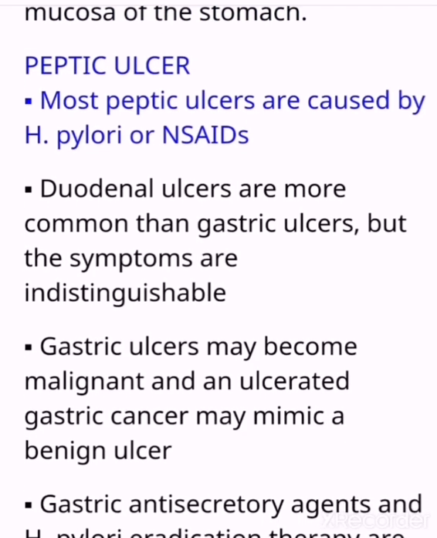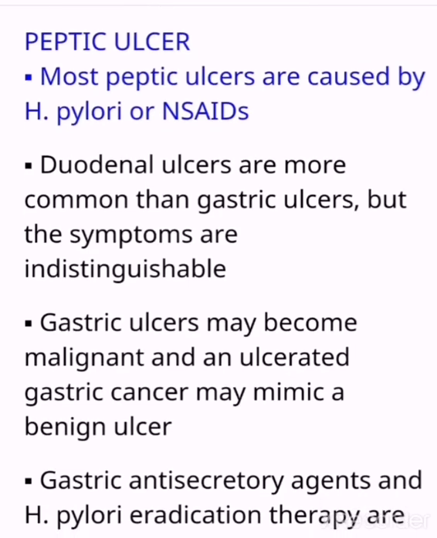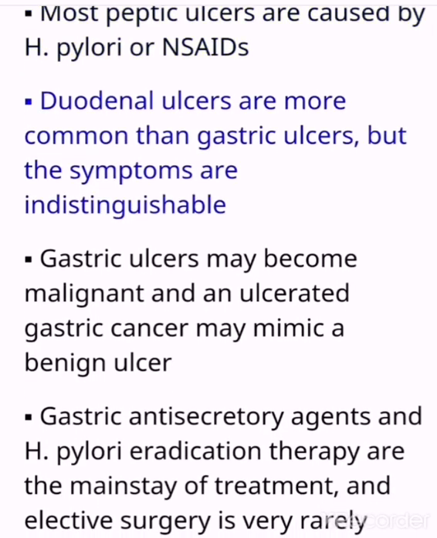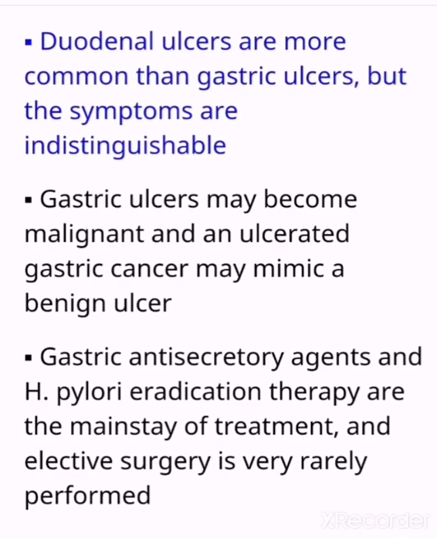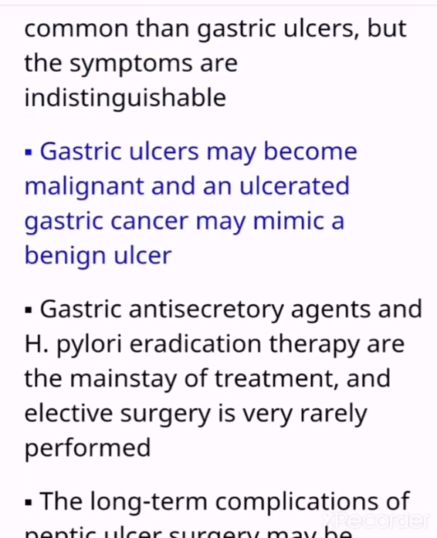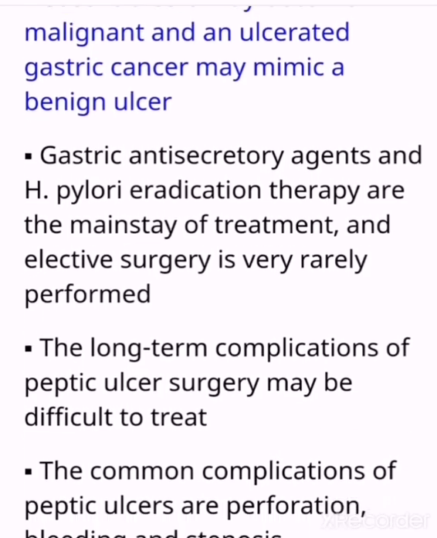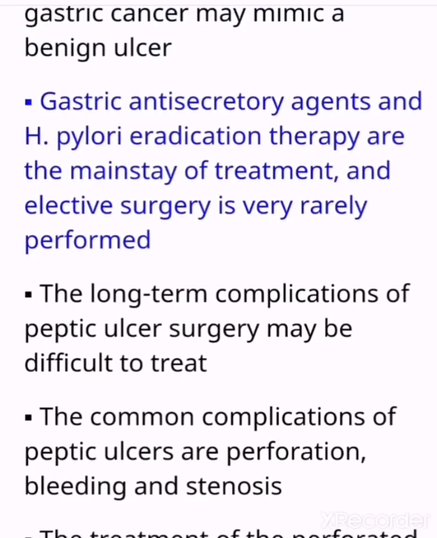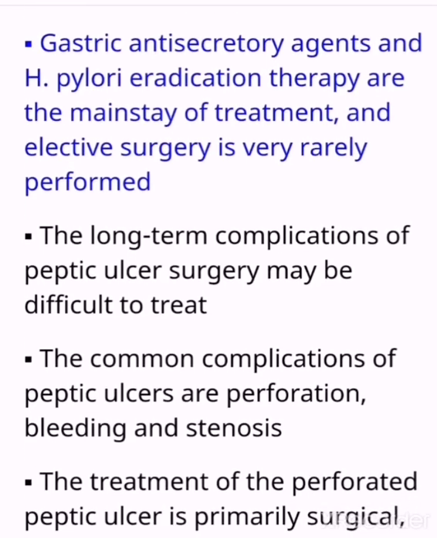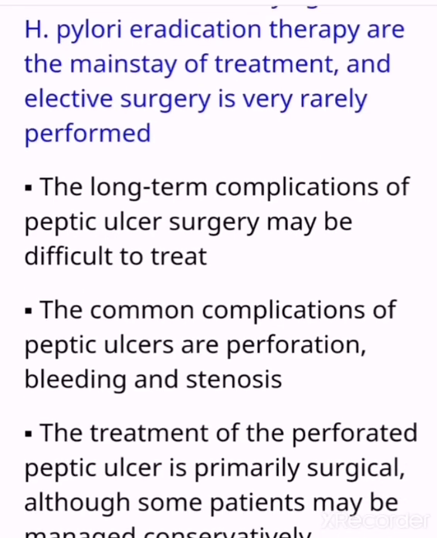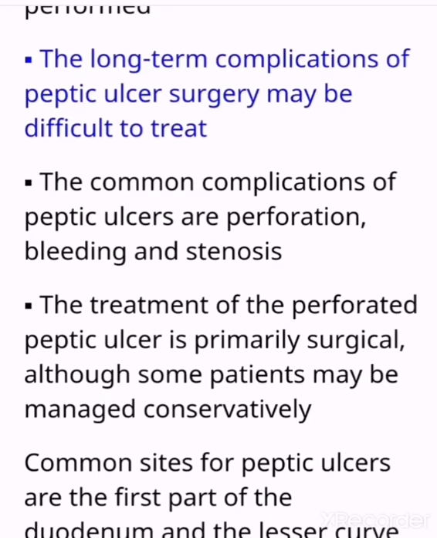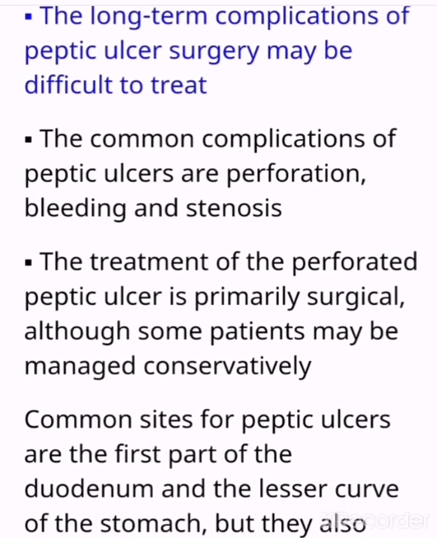Peptic ulcer. Most peptic ulcers are caused by H. pylori or NSAIDs. Duodenal ulcers are more common than gastric ulcers, but the symptoms are indistinguishable. Gastric ulcers may become malignant, and an ulcerated gastric cancer may mimic a benign ulcer. Gastric antisecretory agents and H. pylori eradication therapy are the mainstay of treatment, and elective surgery is very rarely performed. The long-term complications of peptic ulcer surgery may be difficult to treat.